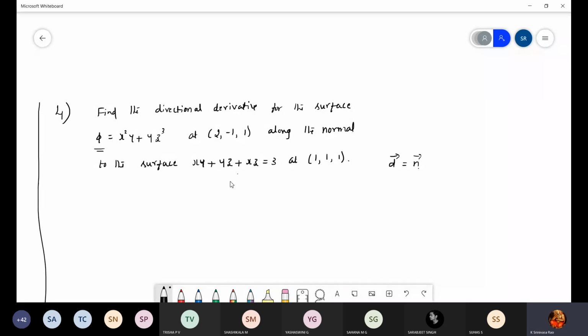The other surface is xy plus yz plus xz, this is another phi. For the directional derivative, grad phi of the first surface is used. To calculate the direction vector, it is given indirectly as the normal to the surface. So calculate the normal, and it is nothing but d. Take down the solution. Given phi equals x square y plus yz cube, one surface, and calculate grad phi.